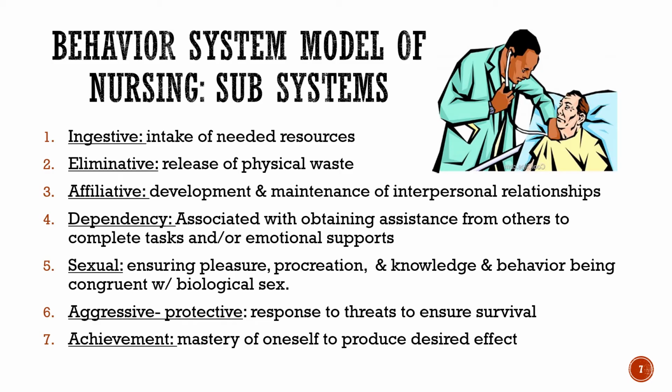Number 6, aggressive-protective. You find out that he stopped taking his blood pressure meds about 3 months ago because somebody told him it will kill him. So he's kind of jumpy about medications or anything new about his care. Number 7, he hasn't had a sense of achievement because he's been dependent on his daughter a lot. So with all of that, do you think that his subsystems are in balance? If you said no, you are correct.